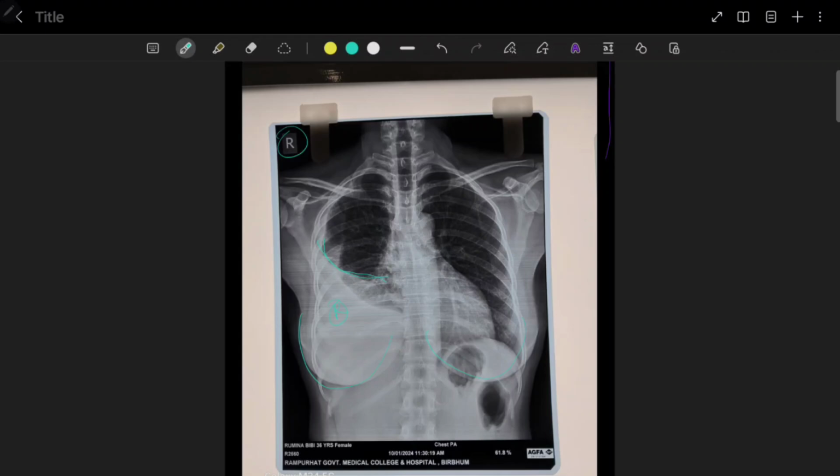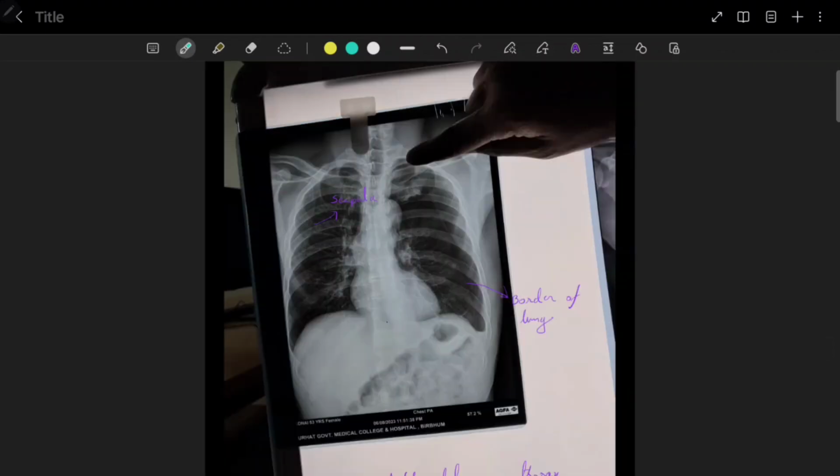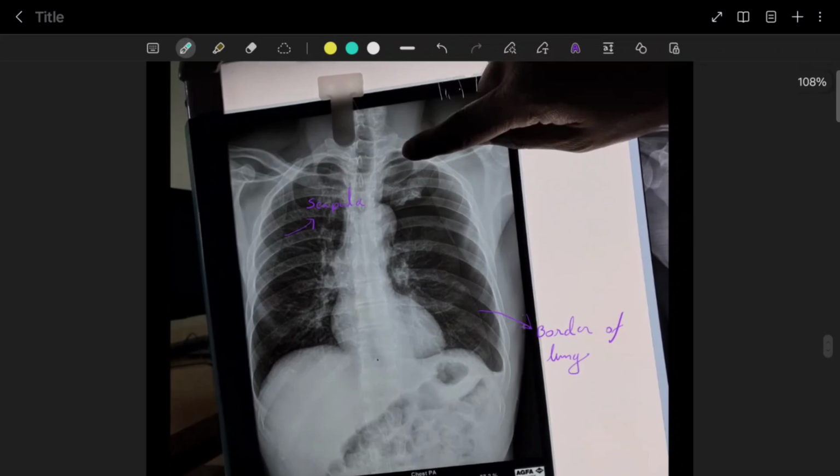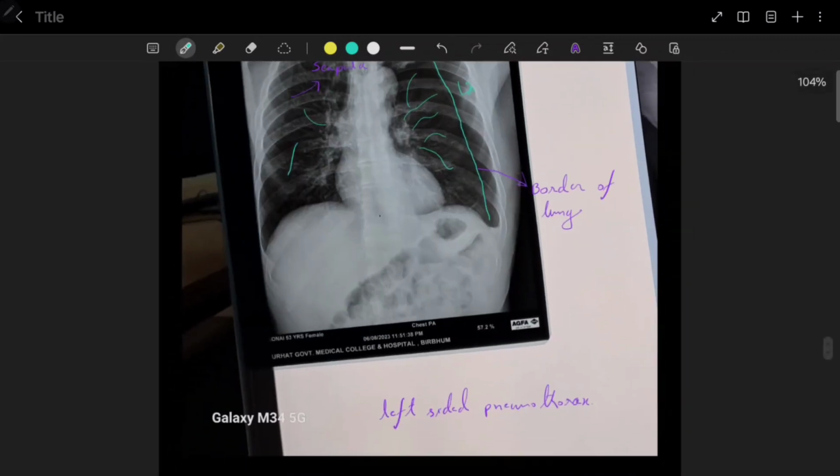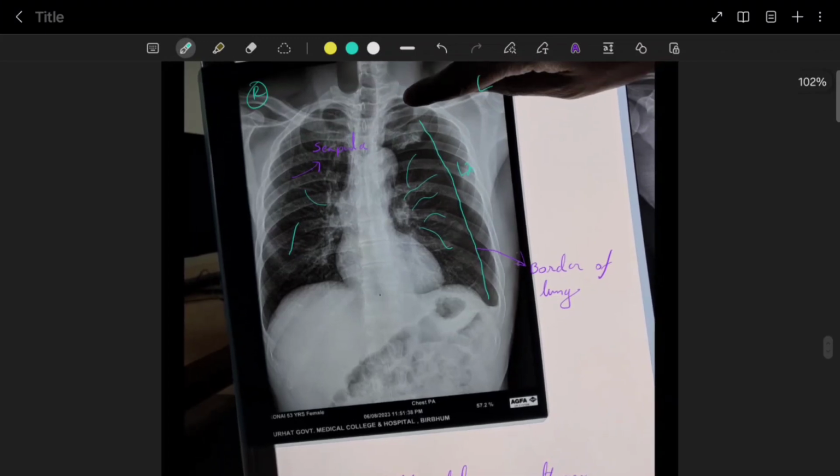Okay, now see this X-ray. In this X-ray, it is the left side, it is the right side. Okay, then you can find that here there is a change, here it is a line. In the medial side of the line there is lung tissue, but the lateral side of this line there is no lung tissue, means here it is air. Okay, so it is a left sided pneumothorax.